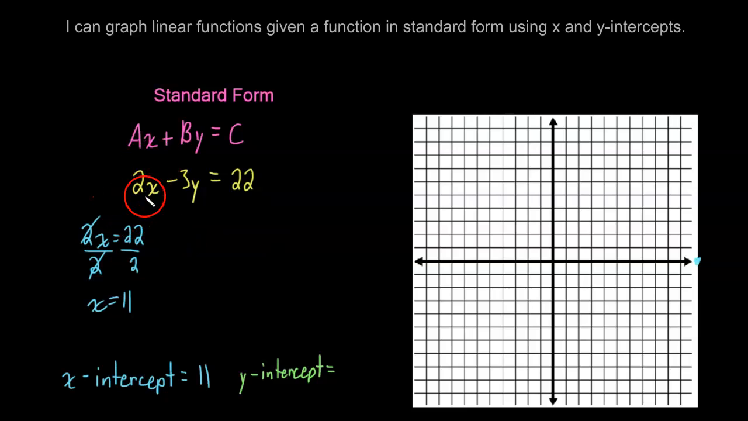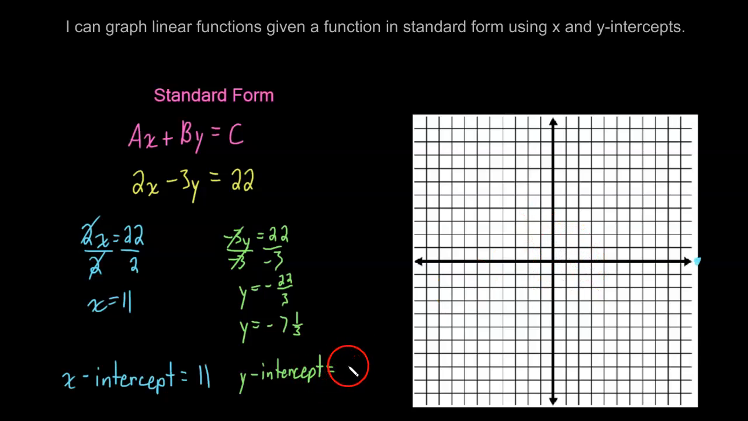So if we plug 0 in for x, we get 2 times 0, which is just 0. So that would give us negative 3y equals 22. Then we just divide by negative 3, and we get y is equal to negative 22 over 3. We know that that is equal to negative 7 and 1/3. So our y-intercept is equal to negative 7 and 1/3.